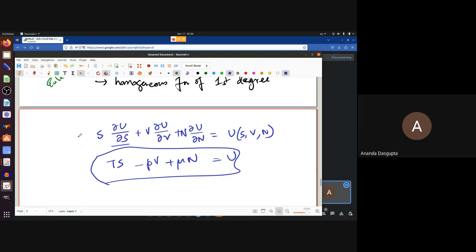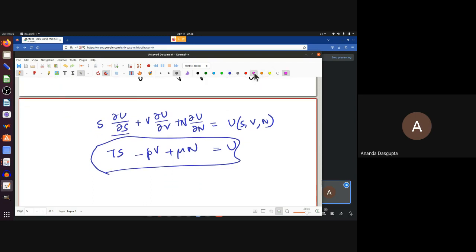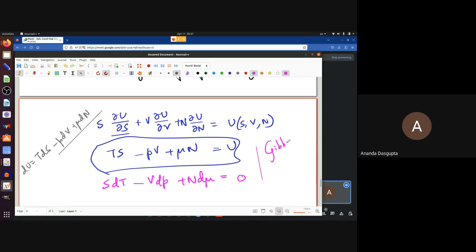Okay? And of course, if you have this, an immediate consequence of this will be, what should this be? Remember, we already know that dU has to be TdS minus PdV plus mu dN. And because it's a homogeneous function of the first degree, U is TS minus PV plus mu N. So what is this? Zero. Right. So either this or this, they are called Gibbs-Duhem relations. One of them is the integral version, the other is a differential version.